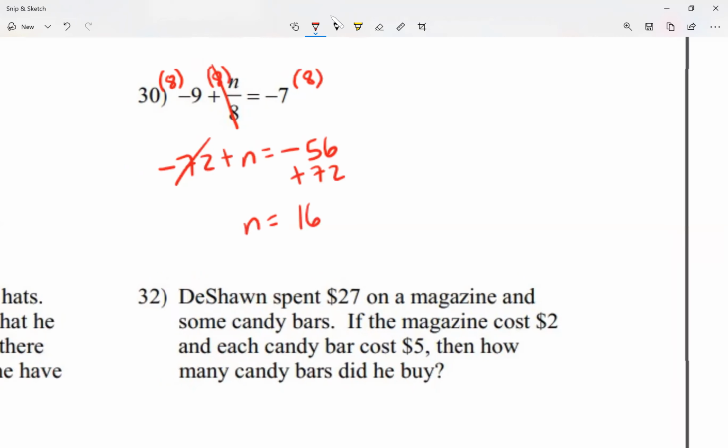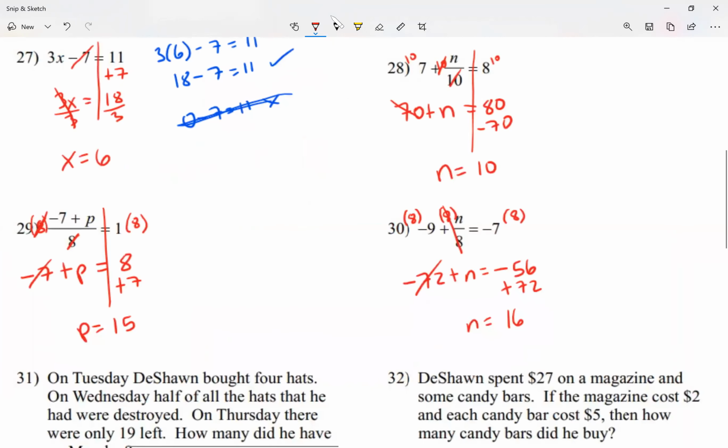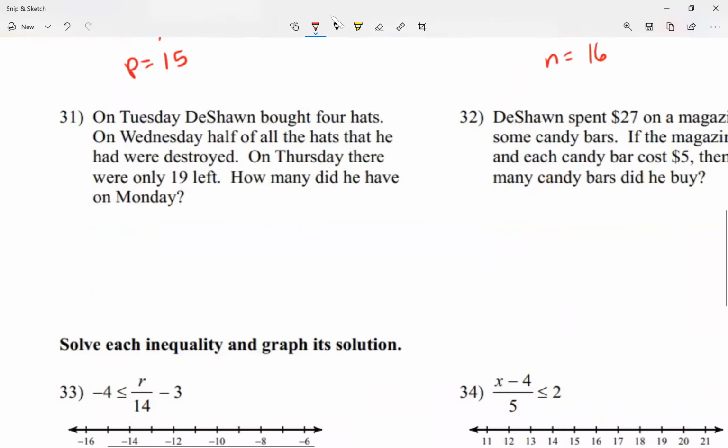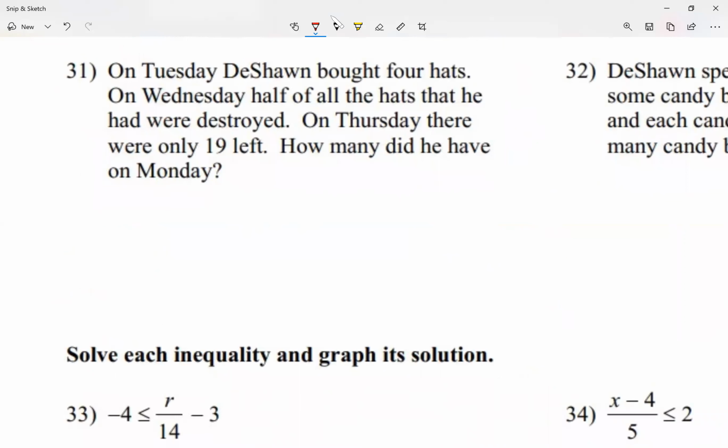Now, it's easy when it's all algebraic. This is what we call algebraically, right? It's in symbols. When it's in words, let's take a look at number 31 and 32. Change it to algebraic form and then solve it. So it says on Tuesday, Deshaun bought 4 hats. On Wednesday, half of all the hats that he had were destroyed. On Thursday, there were only 19 left. How many did he have to begin with?